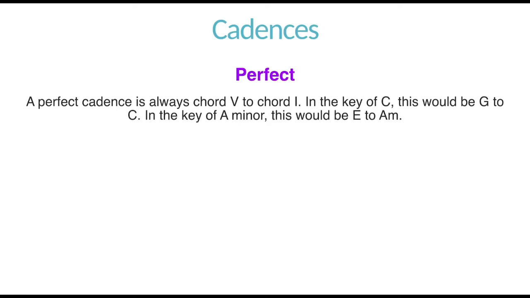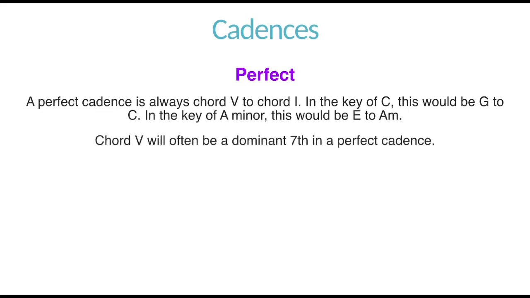So remember that a perfect cadence always ends in chord 1, and it's preceded by chord 5, the chord before the final chord. If we're in the key of C, chord 1 is C, chord 5 is G. So in a perfect cadence we would have the chord of G followed by the chord of C. If we were in the key of A minor, A minor is chord 1, E is chord 5. A perfect cadence in A minor would be the chord of E and then the chord of A minor.